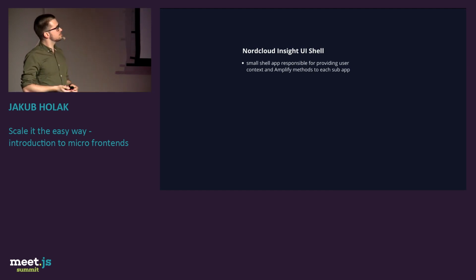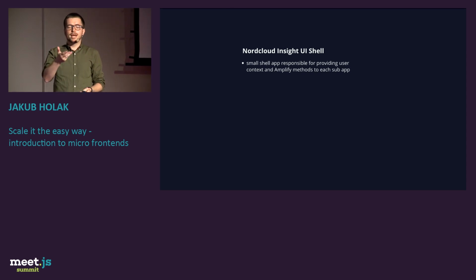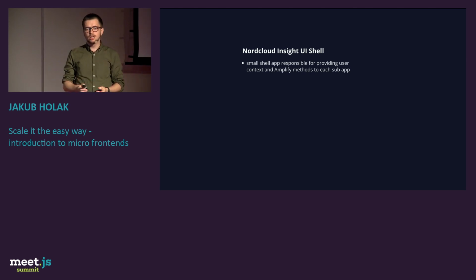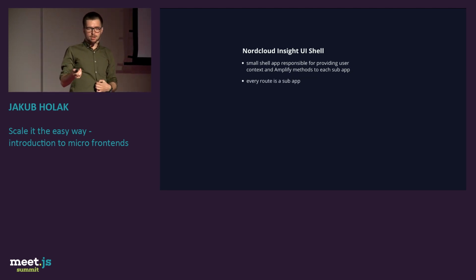Some details. We have a small shell app responsible for providing user context, because each app and each web component needs to know who is using it. And then we have the Amplify library, which is just a set of methods to work with AWS resources in the browser. I am passing it to each application so that we have just a single Amplify that is used by every sub-application. Then every route is a sub-app.